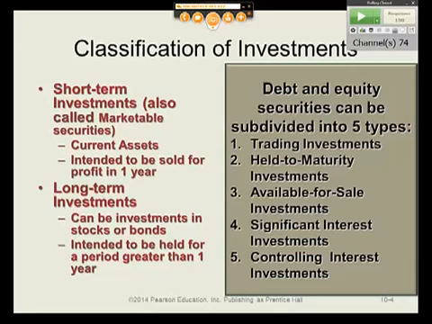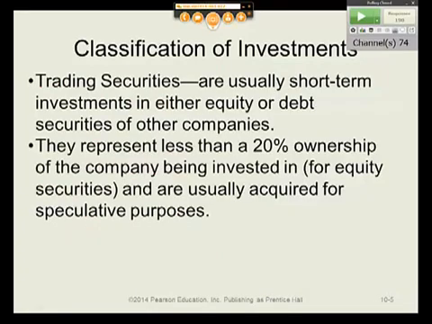And then, number 5, once you go over 50%, you control the company and you will have to consolidate. So we're going to get into the details of all of those types of investments. So let's start off slowly. We'll get into the actual accounting throughout the learning objectives.